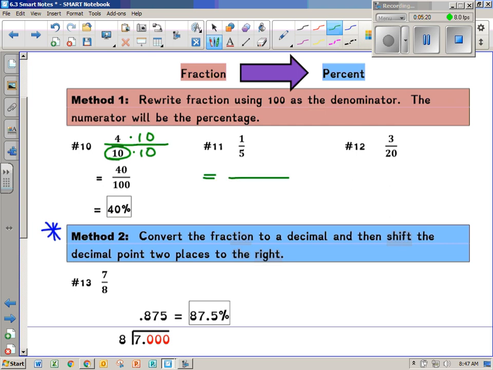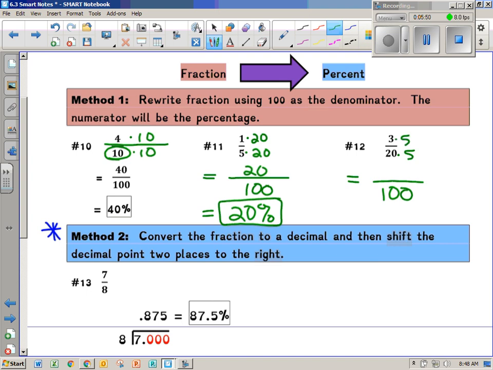So you can see here, if we multiplied the denominator by 20, we'd get 100. So multiply the numerator by 20 as well, so that is 20%. Remember, percent means out of 100 or per 100. So if you want to try number 12 on your own for a minute, you can do that, and then just pause the video and pick back up. But 20 is a factor of 100, so I'd have to multiply numerator and denominator by 5. You might want to use parentheses instead of the dot there. That's a little confusing. So that equals 15%.